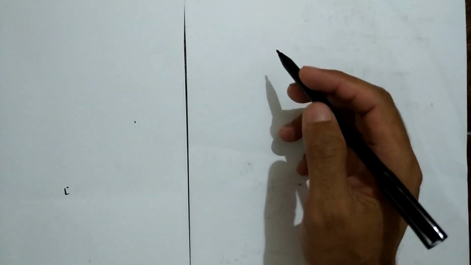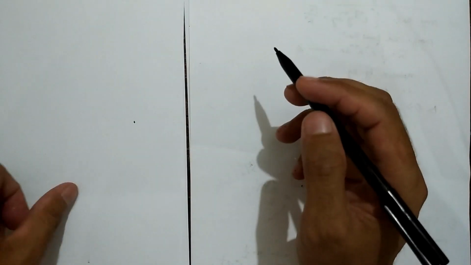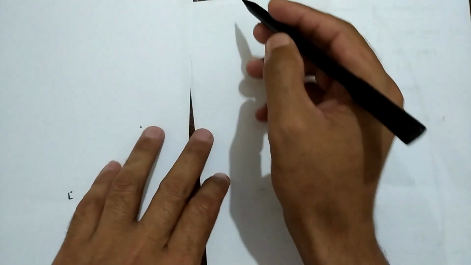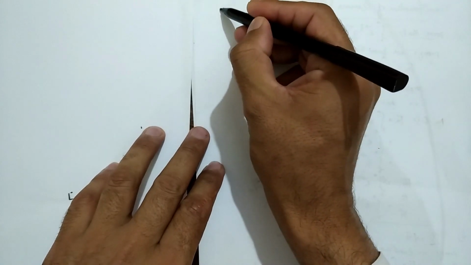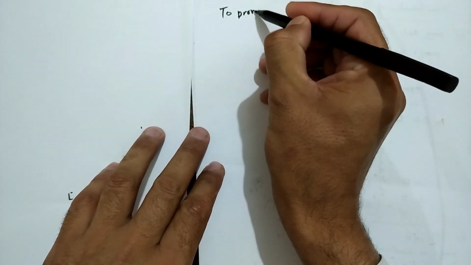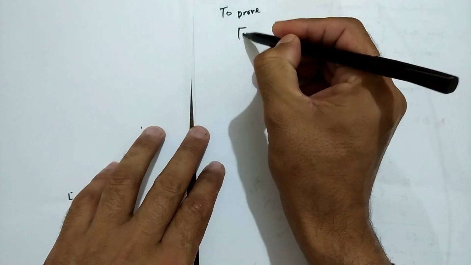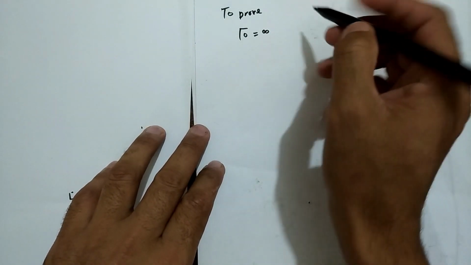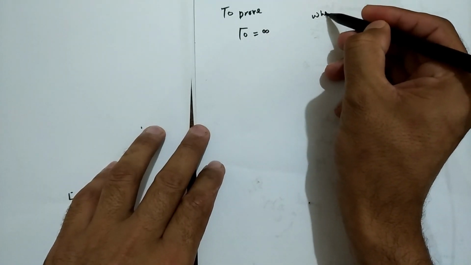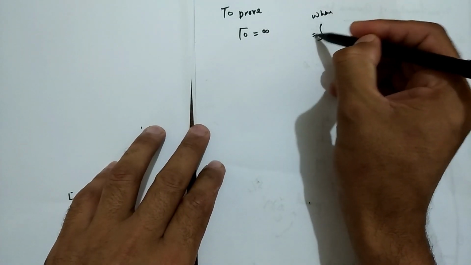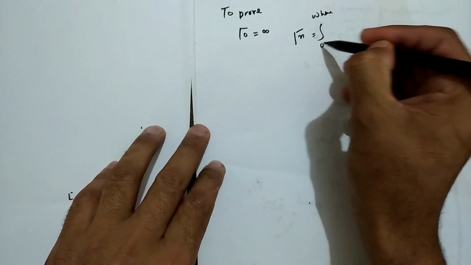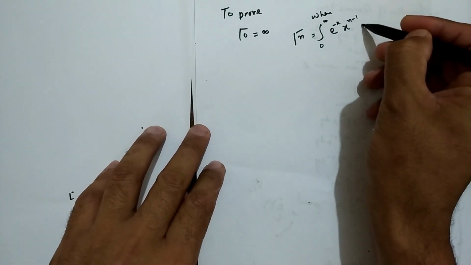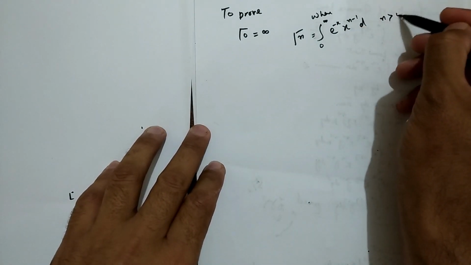Hello students, today we are going to solve some more examples on gamma functions from the exercise. First, let's prove that gamma 0 equals infinity. As we always say, gamma n is the integral from 0 to infinity of e to the power minus x times x to the power n minus 1 dx, and n is always greater than 0.